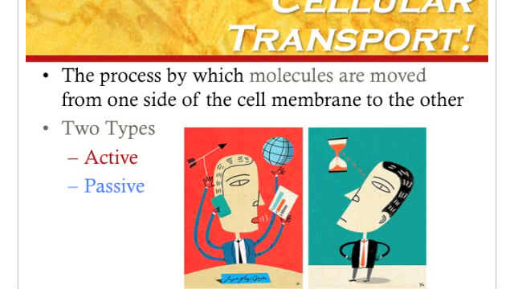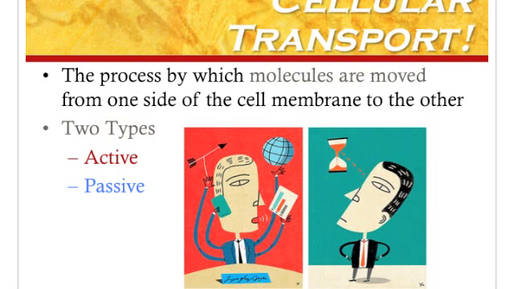Now, before I go into what active and passive is, take a look at the picture to your bottom right. Both of these individuals are investors. One individual has an arrow, she has a globe, she's reading charts, she's looking at a bar graph, while the other investor is looking at a clock.